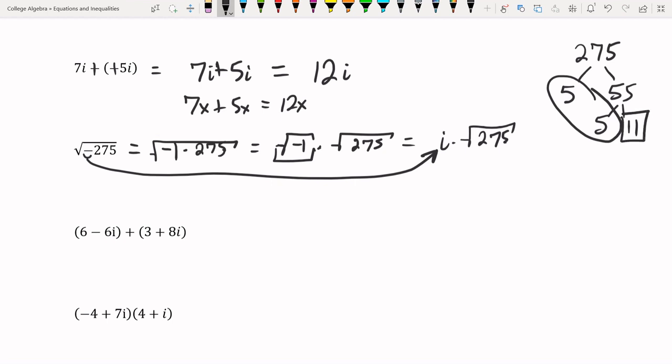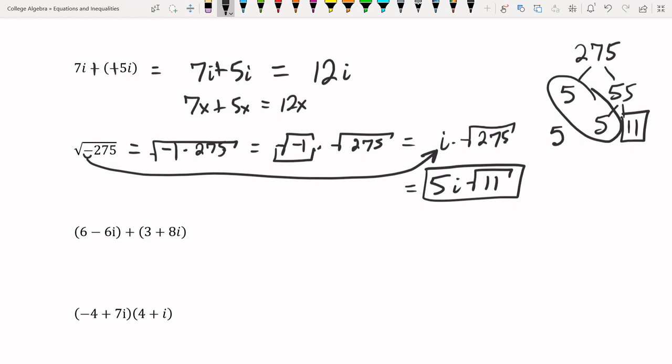I have a group of 2 of 5s, and 11 is not in a group of 2, which means I can take this as a 5 on the outside, giving me 5i, and the 11 stays on the inside. So this is now completely simplified, and it's made in the proper way, meaning you do not leave the negative underneath of a square root. All right, let's move on to the next problem.